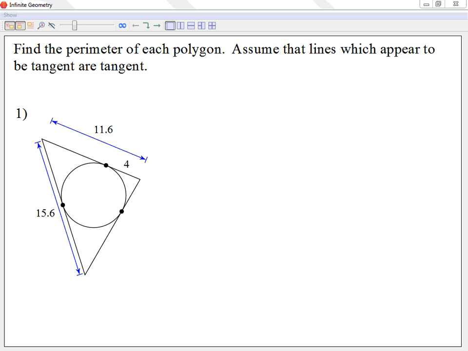Alright guys, so let's continue with the review for the final. The first part, we're dealing with tangents and perimeters.